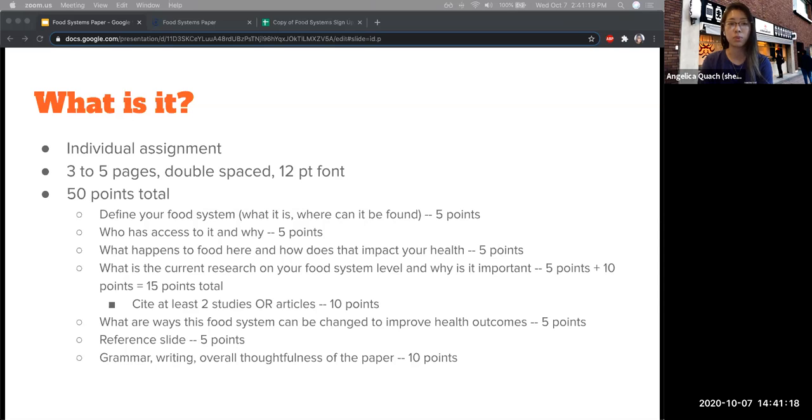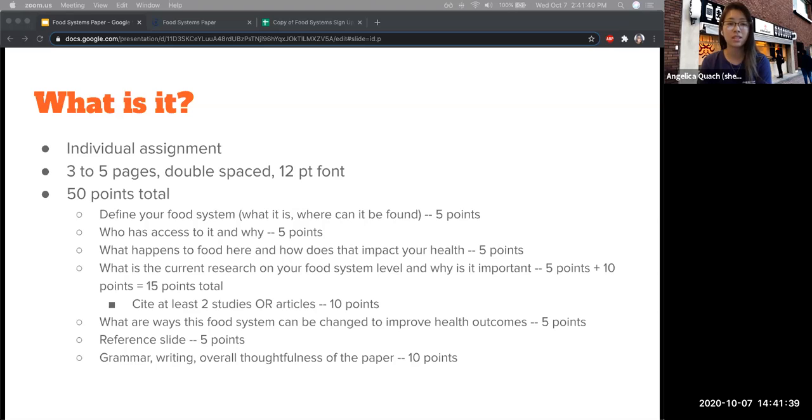How does that 50 points break down? It is going to be 5 points each for 6 required portions of the assignment. So that's defining your food system, including what it is and where it can be found. Who has access to it and why is going to be another 5 points. What happens to the food here and how does that impact your health? Another 5. What is the current research on your food system level and why is it important?